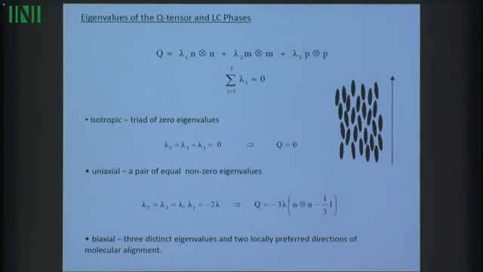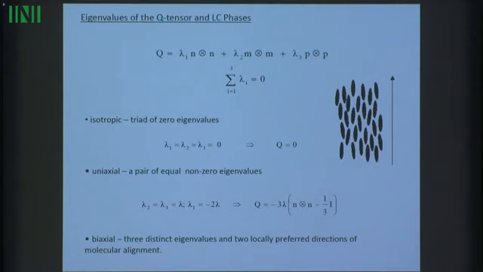So you can think of these as being a scalar measure of the degree of orientational order. And the n, m, and p, these are the eigenvectors of the Q-tensor. You can think of these as being the special directions of your nematic system. Now, even though it's a very simple representation, nematic phases are broadly classified into 3 main categories according to the eigenvalue structure of the Q-tensor.